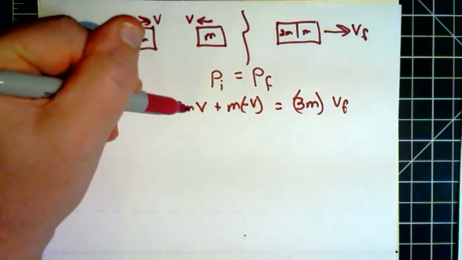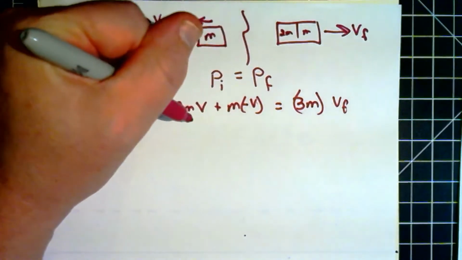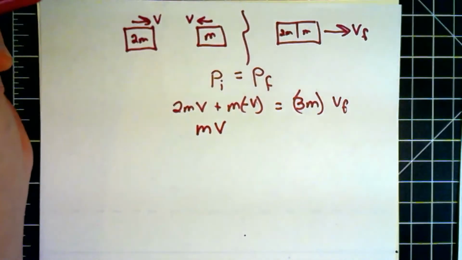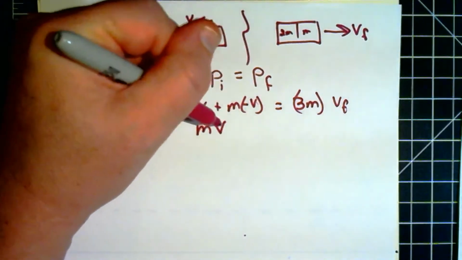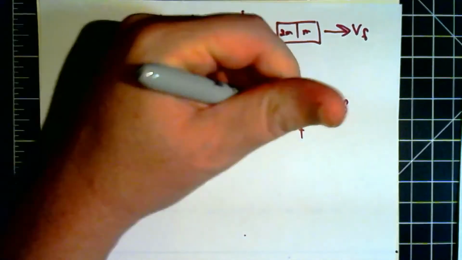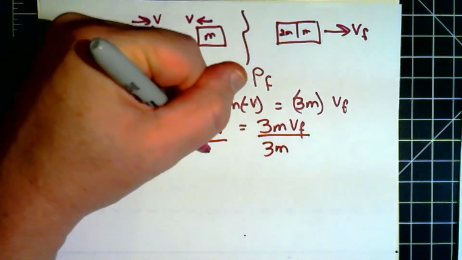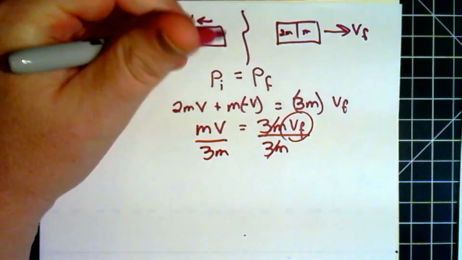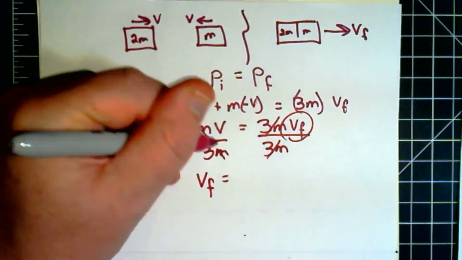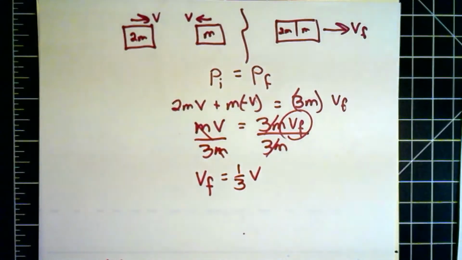If I've got 2mv plus a negative mv, how much does that leave us? That leaves us with a positive 1 mv of momentum at the beginning. 2m minus 1m is 1m times v, and so that equals 3m v final. I'm trying to find this final speed, so I'll divide by 3m, divide by 3m. Our final speed is, look here, the masses just cancel, that's nice. The final speed of these two carts together is 1/3 of the initial speed of either individual cart.